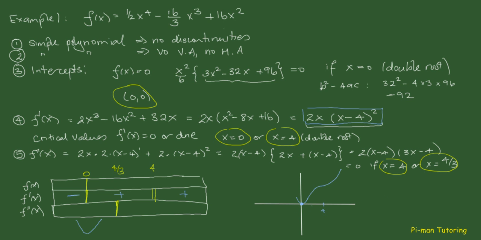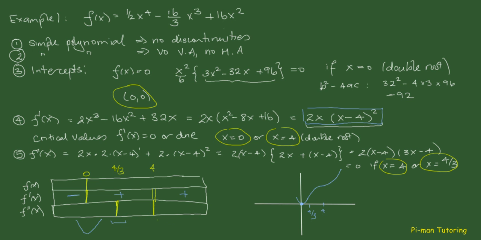And then at 4/3, just here, we have a 0 in the second derivative, which might indicate an inflection point. Actually, I missed one of the zeros for the second derivative. Just put that in at 4. So we've got two potential places where we might have inflections going on.